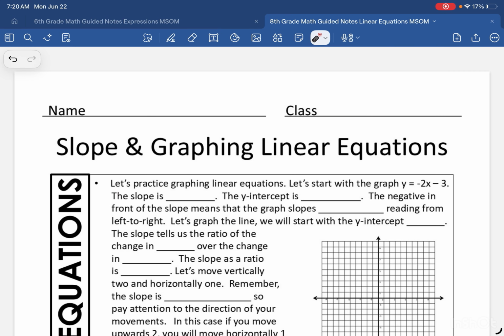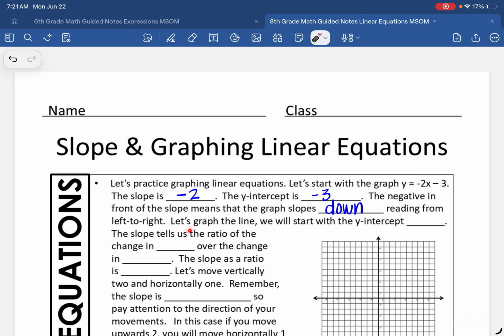Let's practice graphing linear equations. Let's start with the graph y equals negative 2x minus 3. The slope is this number right there, so the slope is negative 2. The y-intercept, where does it cross the y-axis? That's going to be this number right here, negative 3. The negative in front of the slope means that the graph slopes down, reading from left to right.